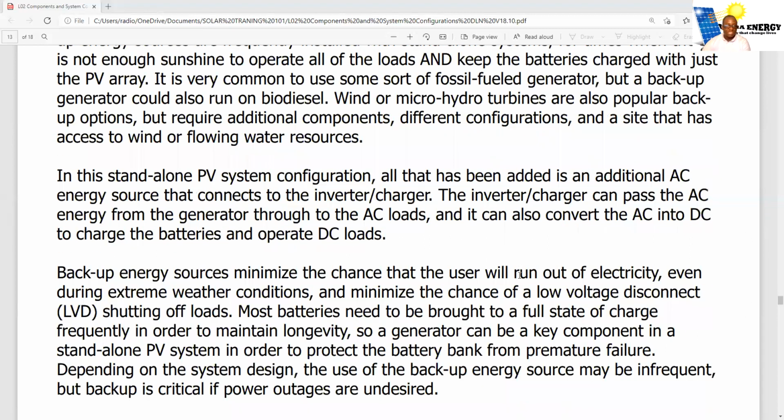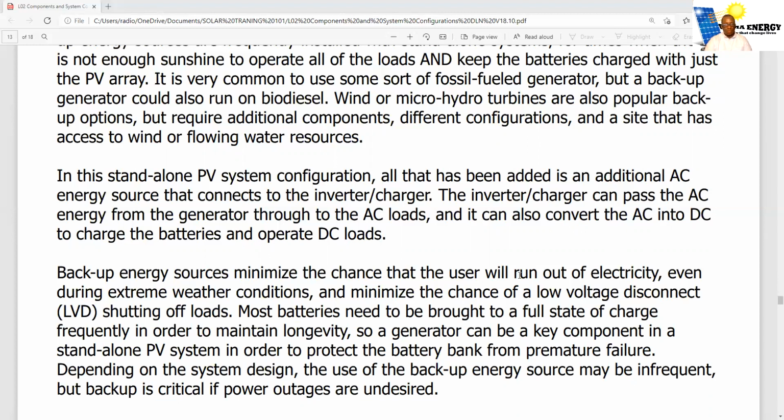In this standalone PV system configuration, all that has been added is an additional AC energy source that connects to the inverter charger. The inverter charger can pass the AC energy from the generator through to the AC load, and it can also convert the AC into DC to charge the battery and operate DC loads. Backup energy sources minimize the chance that the user will run out of electricity, even during extreme weather conditions, and minimize the chance of low voltage disconnect, LVD, shutting off loads.